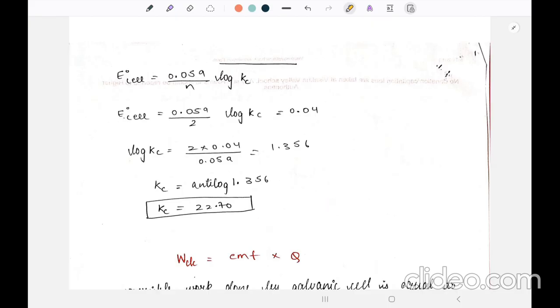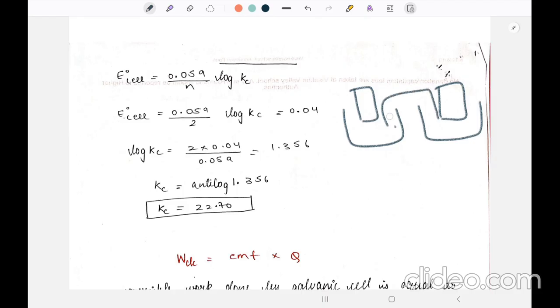Now we'll study what concentration cells are. Two electrodes of the same metal are placed separately in two solutions with the same electrolyte but different concentrations, and these two are connected with a salt bridge. So this is called a concentration cell.